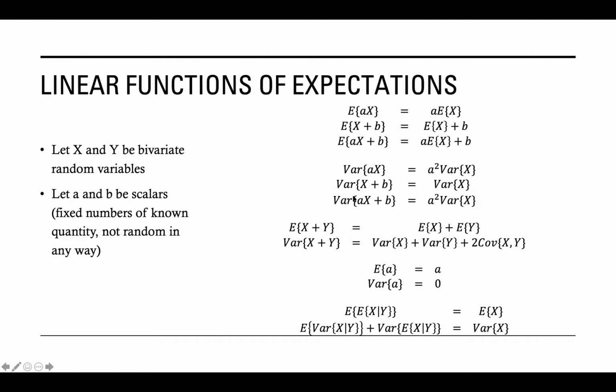So if you do a full-on linear function of the random variable, aX plus b, the variance is changed by a squared, but that b had no effect on it. Now let's look at combinations of random variables. We have random variable X, random variable Y. No matter how they're related to each other, the expectation of X plus Y is equal to the expectation of X plus the expectation of Y.